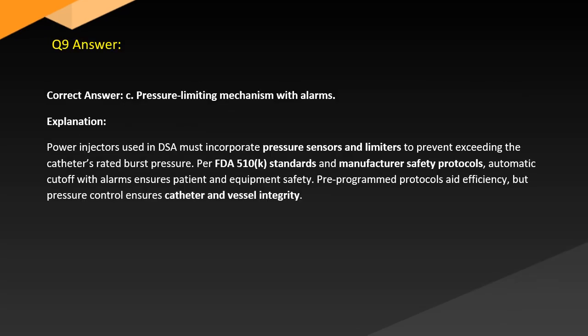Answer. Correct answer: C. Pressure limiting mechanism with alarms. Explanation. Power injectors used in angiography must incorporate pressure sensors and limiters to prevent exceeding the catheter's rated burst pressure, per FDA 510(k) standards and manufacturer safety protocols. Automatic cutoff with alarms ensures patient and equipment safety. Pre-programmed protocols aid efficiency, but pressure control ensures catheter and vessel integrity.